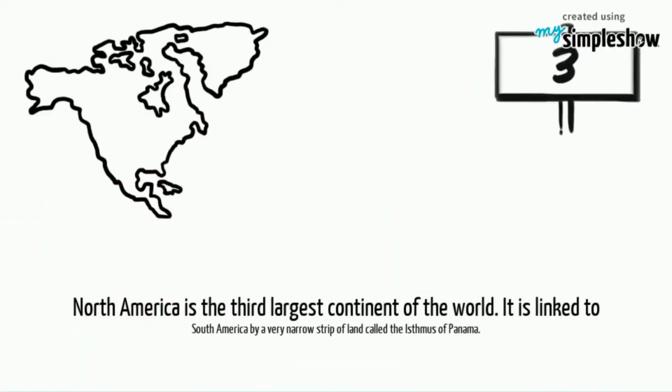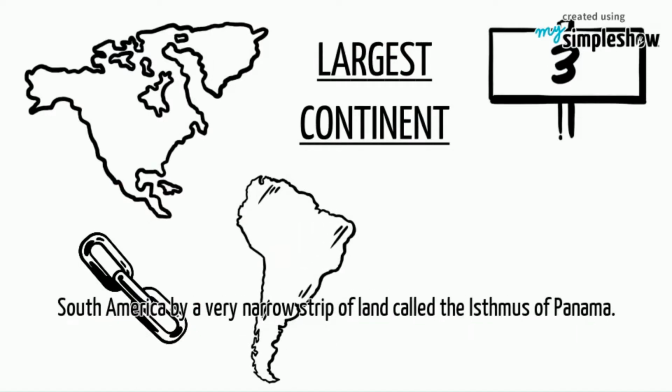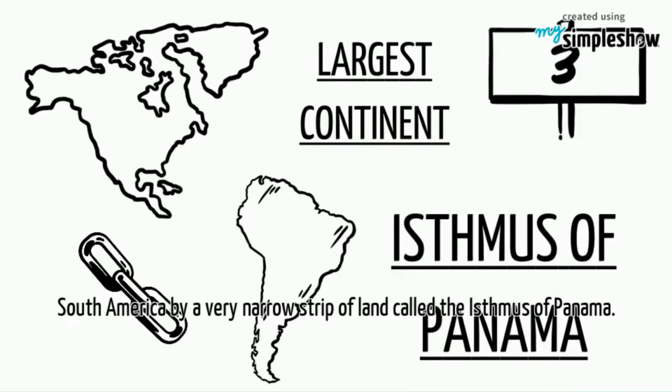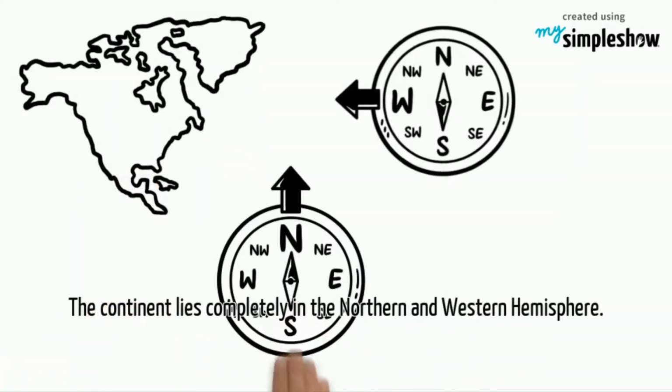North America is the third largest continent of the world. It is linked to South America by a very narrow strip of land called the Isthmus of Panama. The continent lies completely in the northern and western hemisphere.